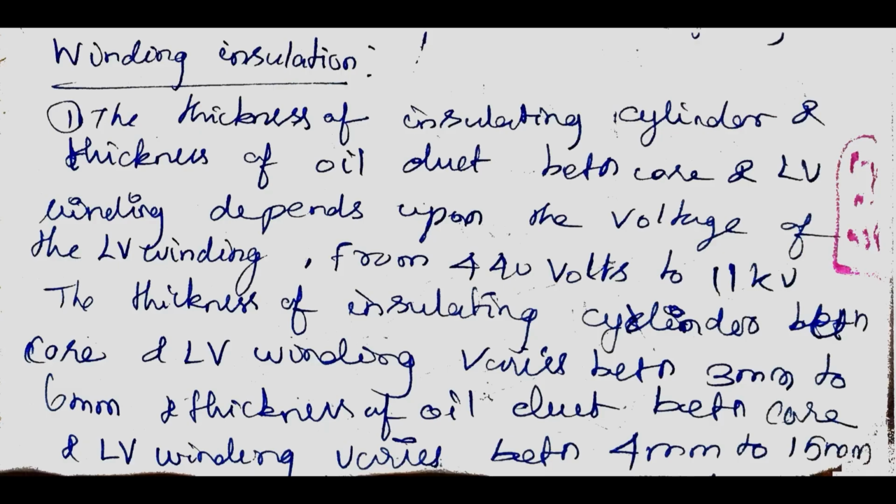Winding insulation. The thickness of the insulating cylinder and the thickness of the oil duct between core and LV winding depend upon the voltage of the LV winding, from 440 volts to 11 kV. The thickness of the insulating cylinder between core and LV winding varies between 3 mm to 6 mm, and the thickness of the oil duct between core and LV winding varies between 4 mm to 15 mm.